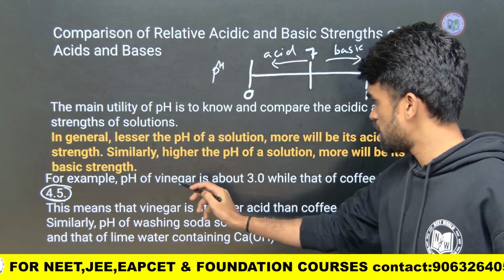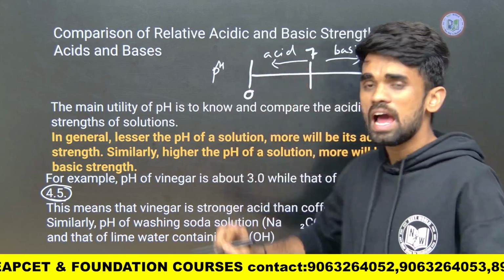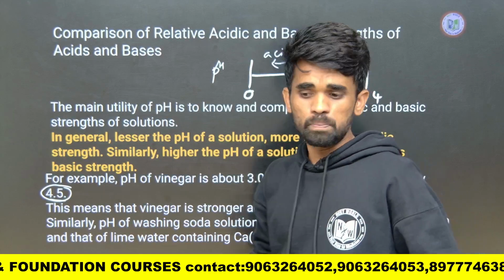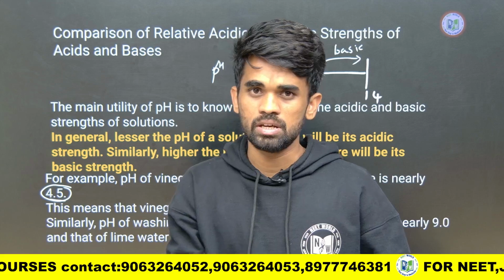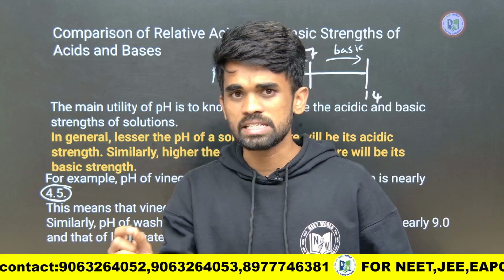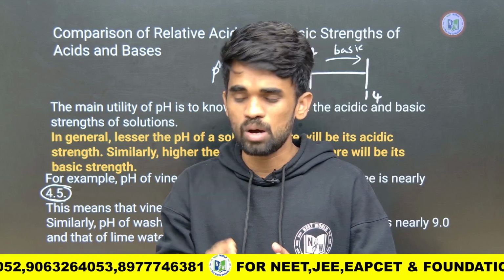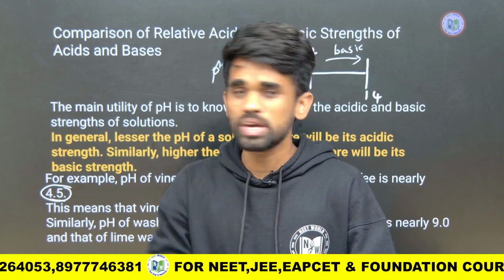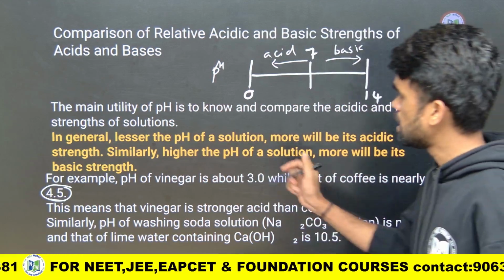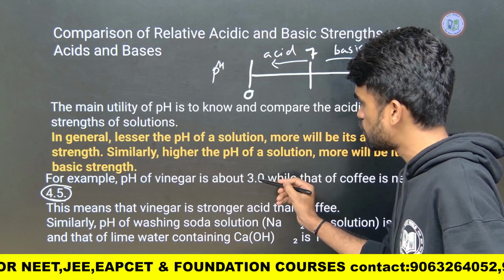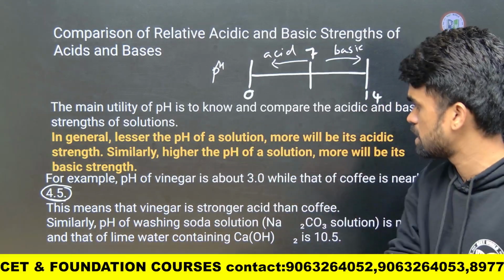Now look, vinegar and coffee both have pH lesser than 7, so both are acidic solutions. That's why people who are suffering with acidity are advised by doctors to avoid taking coffee or any acidic substances. This is what we need to follow in our daily life too, in order to avoid such circumstances. Which is the stronger acid here? Vinegar has the lower pH value, therefore vinegar is a stronger acid than coffee.